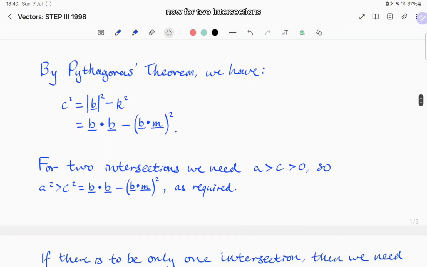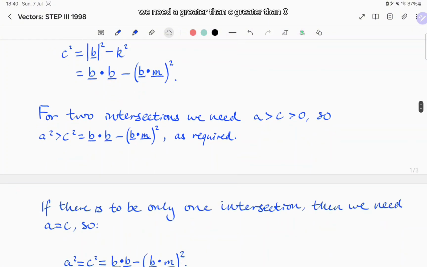Now, for two intersections, we need a greater than c greater than 0. So a² is greater than c², which is b · b − (b · m)², as required.